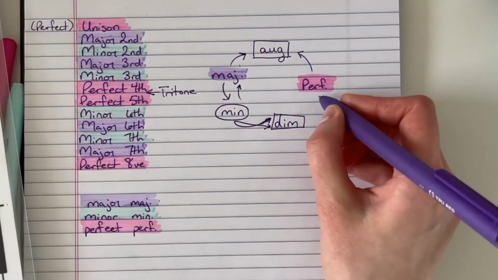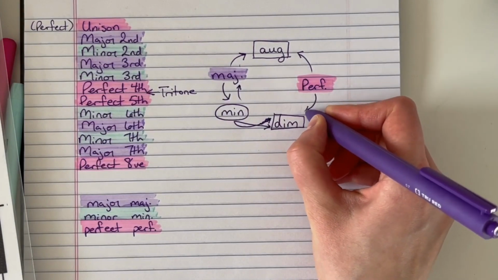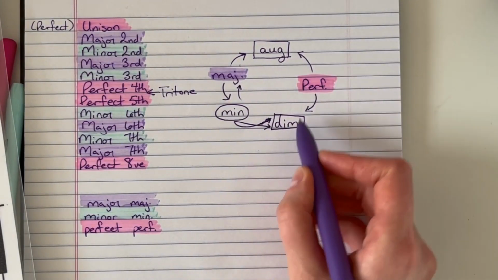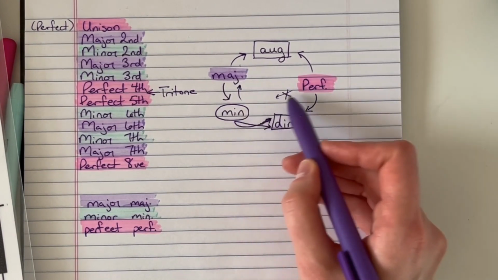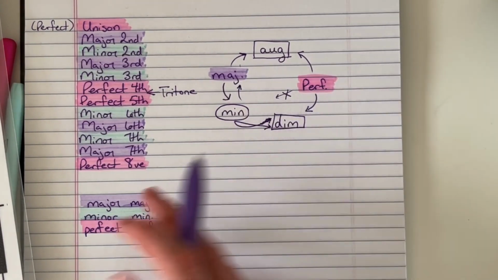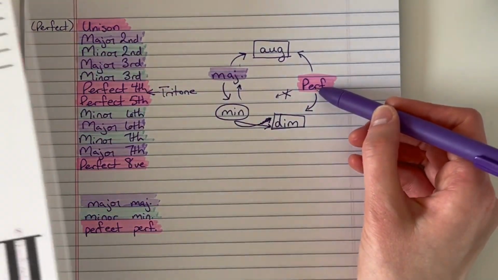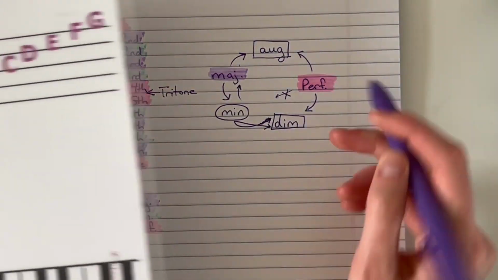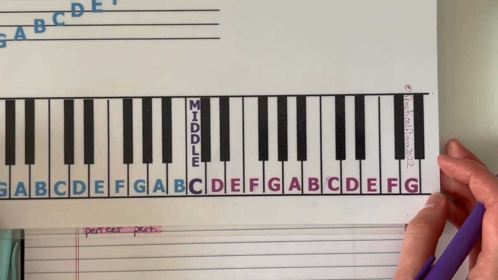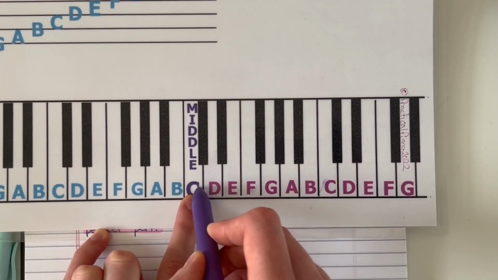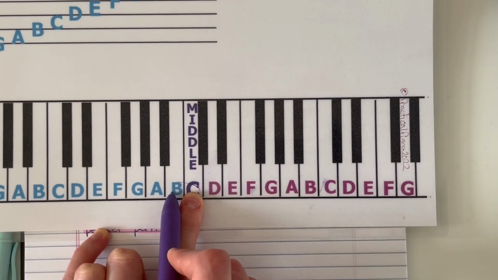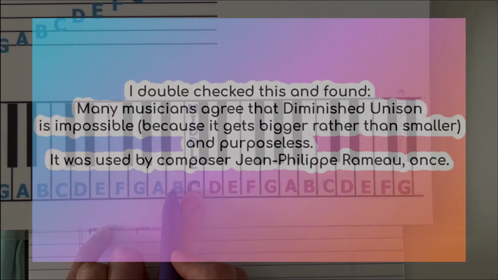Then we can make our perfect intervals smaller and they'll be diminished. They will not be minor. You cannot make a minor out of a perfect interval. So when you make a perfect interval smaller, it becomes diminished. So we have a perfect unison and we go this way. Now it's a diminished unison, which really doesn't make sense, but it is what it is.